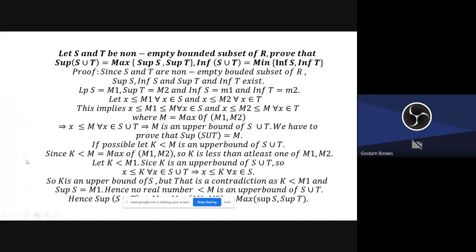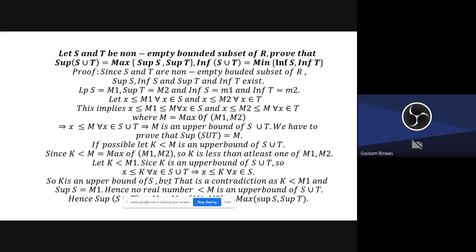Now another one is: let S and T be non-empty bounded subsets of R. Prove that the supremum of the union of S and T is equal to the maximum of the supremum of S and the supremum of T, and the infimum is this. I have given you only the proof for the supremum.